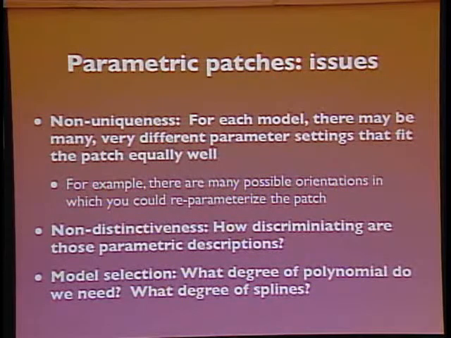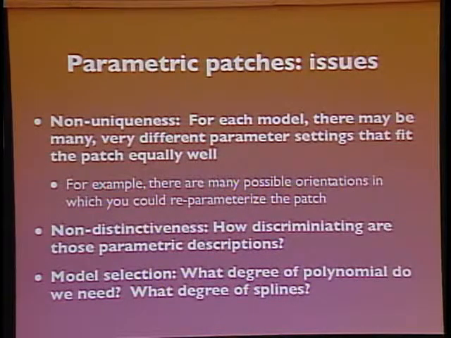Or there's an ambiguity in terms of how it ought to be parameterized, which is a problem because in practice what could happen is that you can have two patches of the surface that are identical to each other, but they happened to get different parameterizations and therefore didn't match each other.